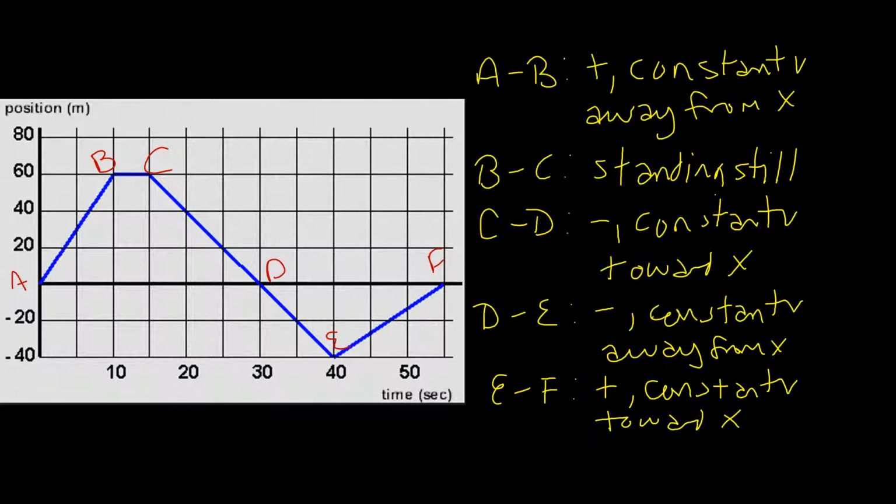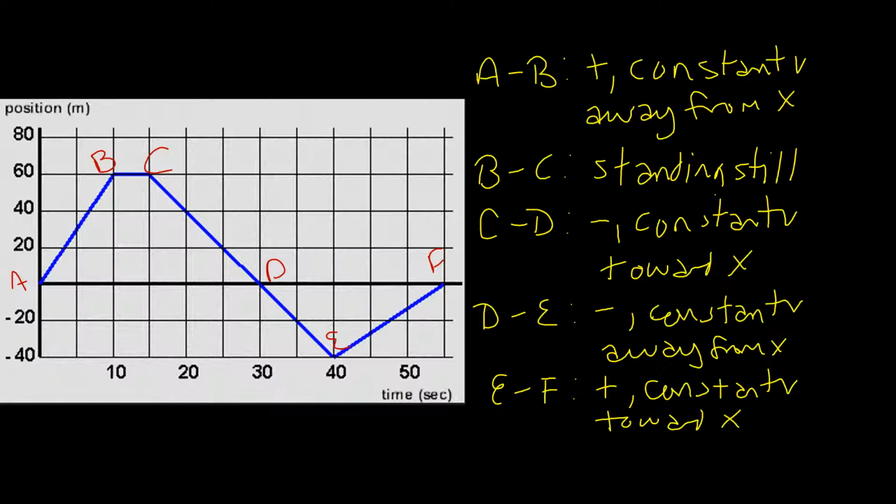So that's just looking at what the object is doing. It moved away from the observer in a positive direction, then it stood still, then it moved toward the observer in a negative direction. It continued moving past the observer in the negative direction, and then about-faced and came back to the observer. So that's the idea of what you're looking at here.